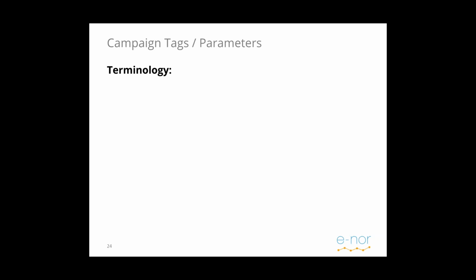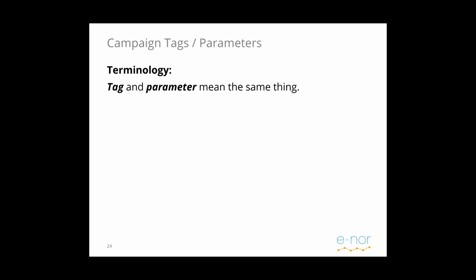First of all, for basic terminology, when we say campaign tags or campaign parameters, it means the same thing. So even in the course of today's webinar, I'll probably use the term campaign tag and campaign parameter pretty interchangeably. They mean the same thing in this context. Tag can mean different things in different contexts. In Google Tag Manager, tag means basically a piece of JavaScript.